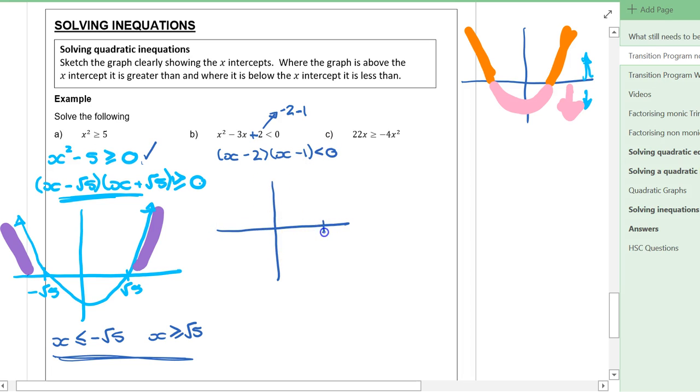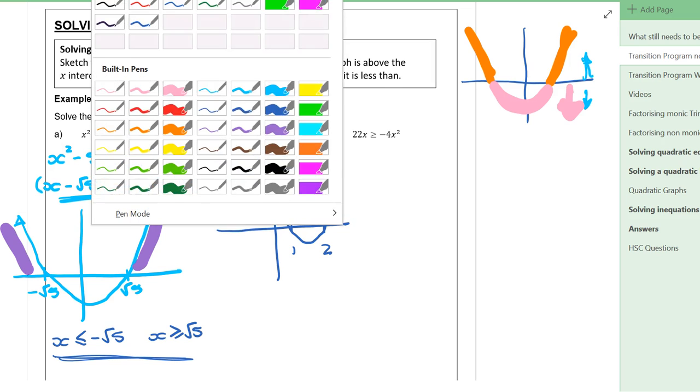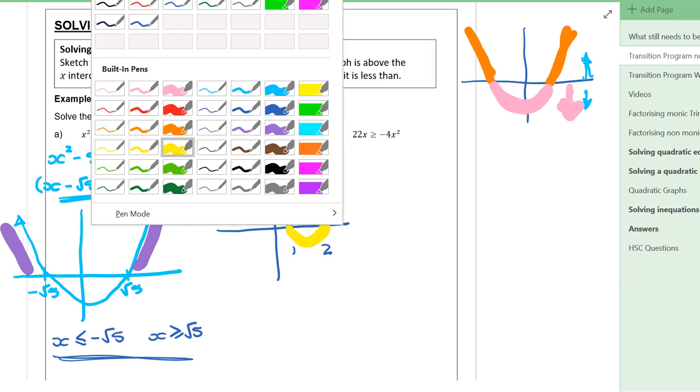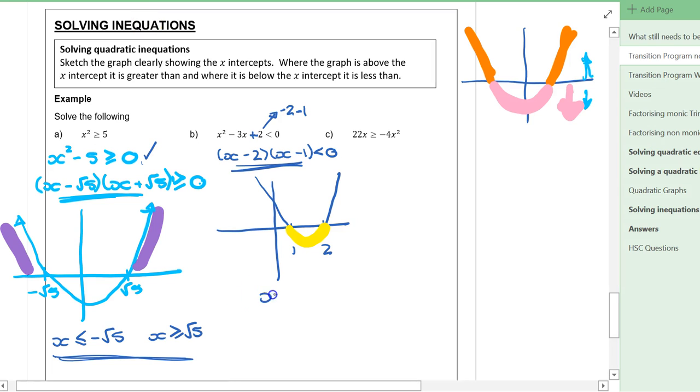Draw it. It cuts at 2 and at 1, and it's happy. It says, where is the graph less than 0? And we can easily see that the graph is less than 0 here. And it's nice because that one's continuous, so I can write that it's greater than 1 and less than 2. Because it's continuous, I can write it as a group like that.